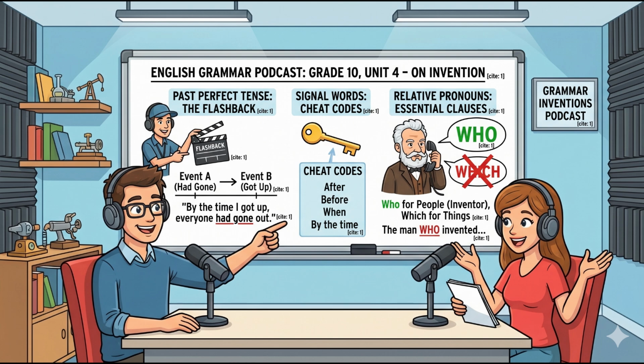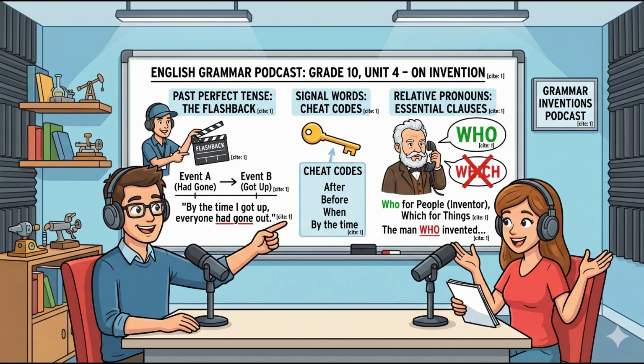It really is all about precision. Like, when you're dealing with inventions, you need absolute clarity about when things happen. Yeah, and exactly what they are. Exactly. That's where your three main grammar targets come in. So we're talking the past perfect, relative pronouns, and essential adjective clauses. Okay, so let's unpack this.